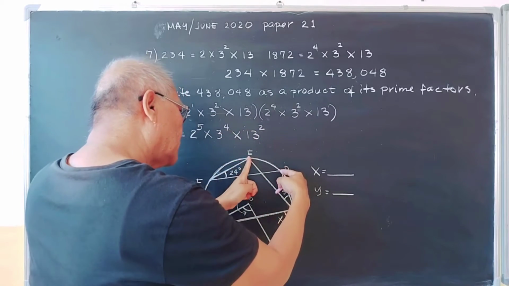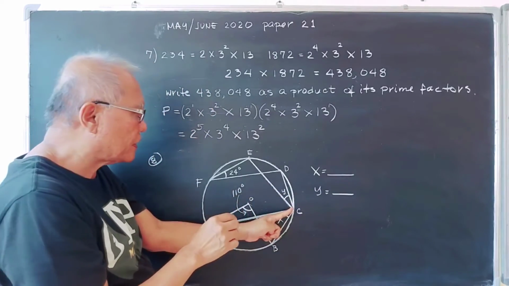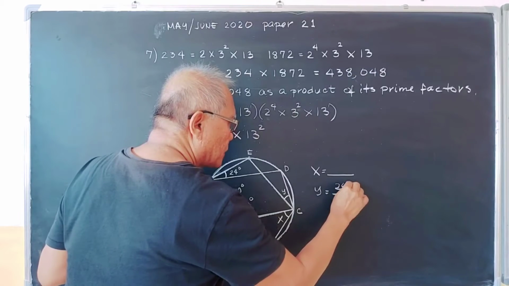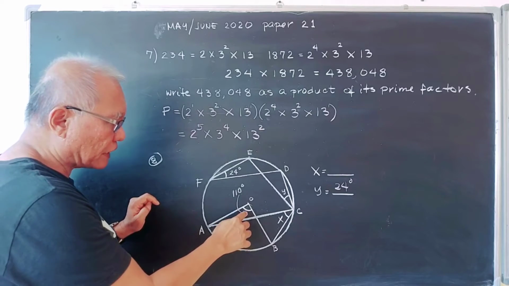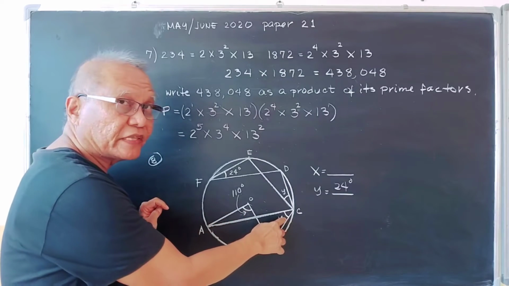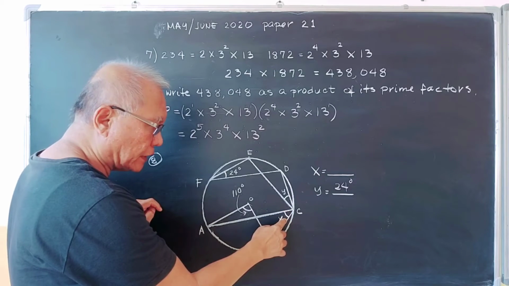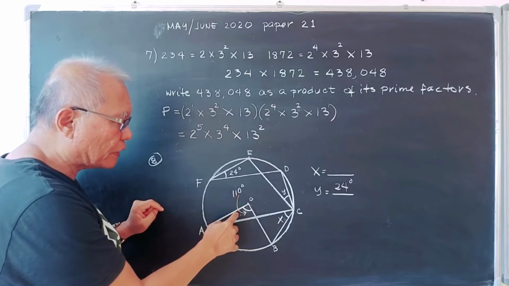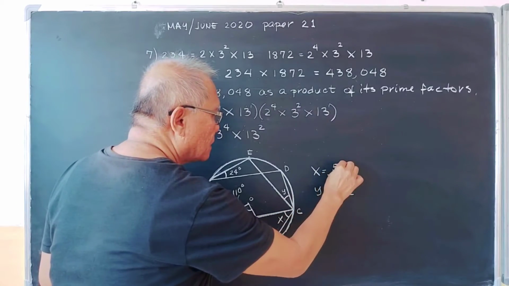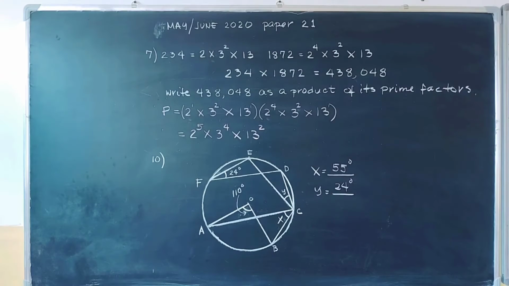And then here, our Y is equal to 24, so this one is 24 degrees. What about this one? This one is the central angle, and this one is the subtended angle. So what is the relationship? The subtended angle here, X, is equal to 1/2 of the central angle. So 1/2 of 110 is 55 degrees. So that is the value of our X. That is number 10 and not number 8.